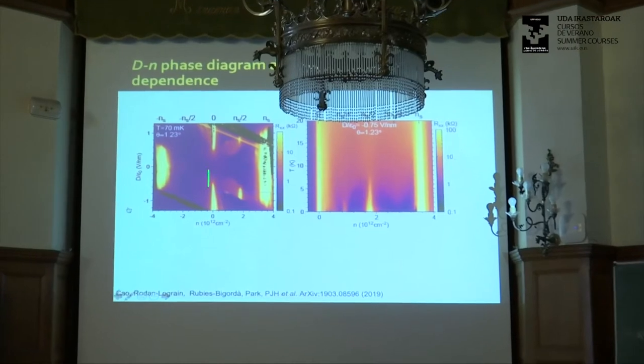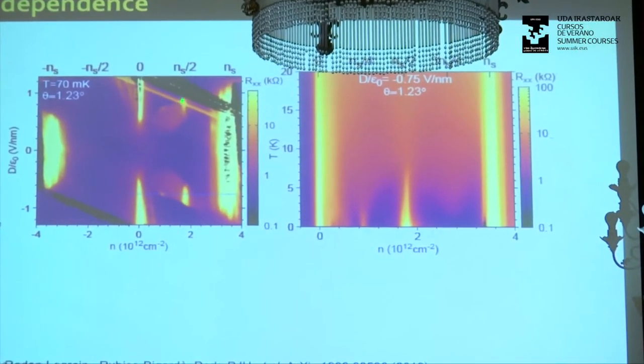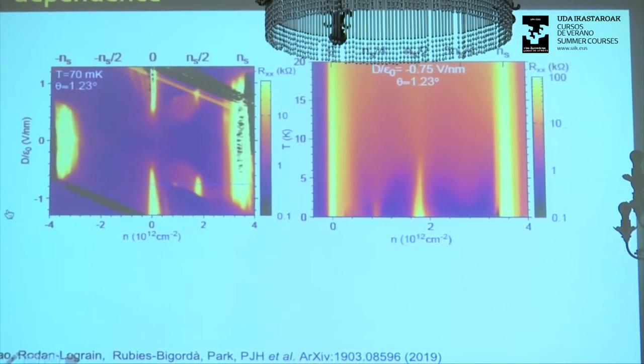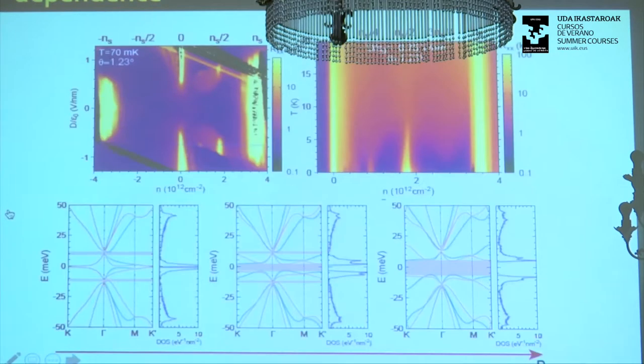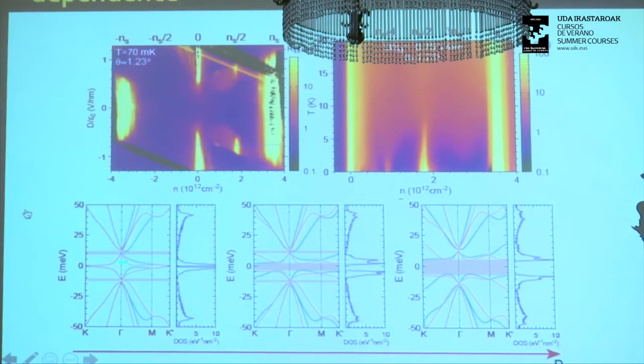This is the charge neutrality point. This is full filling of the moiré unit cell. This is half filling, these features here, okay? So the band structure calculations tell you that when you put bilayer graphene on top of bilayer graphene with a twist angle, you form a set of flat-ish bands, but not super flat.